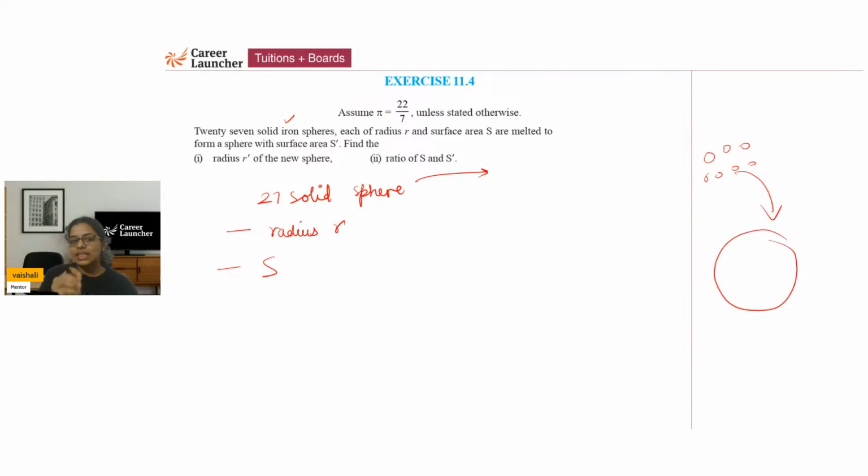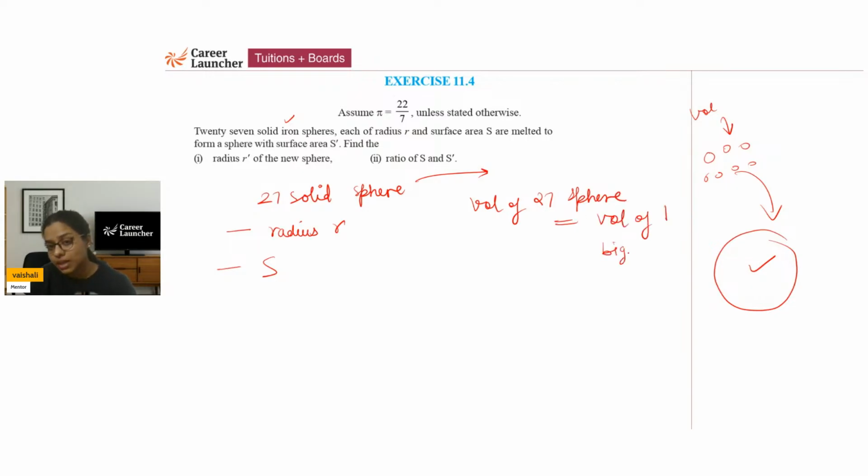Can you guys think what the next statement will be which I am going to say? What will it be? That the volume of these 27 spheres is going to be equal to the volume of the bigger one. Everything combined is forming one big sphere. So it means that the volume of 27 spheres is equal to the volume of the one bigger sphere that we just made. So 27 into 4 by 3 pi r cube. Now we know that the radius of the smaller one, which we take as r, r cube.